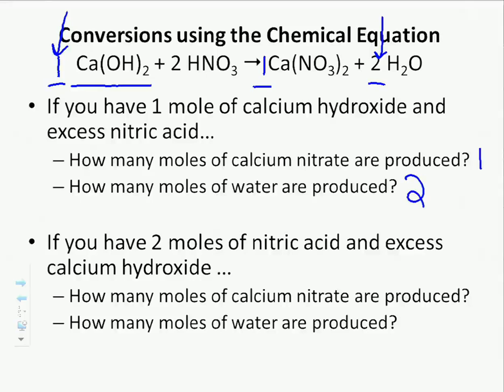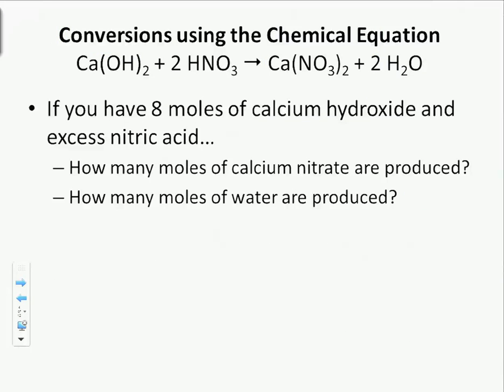Then let's do the other flip side of this. If you have 2 moles of nitric acid and excess calcium hydroxide, how much of each of the products can you make? If you have 2 moles of nitric acid, you can make 1 mole, once again, of calcium nitrate, and you can make 2 moles of water. This is the information that you should be able to pull from the chemical equation. So practice that. Go back and forth. We're talking about moles here.